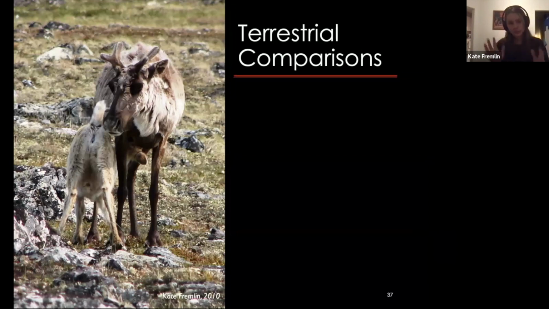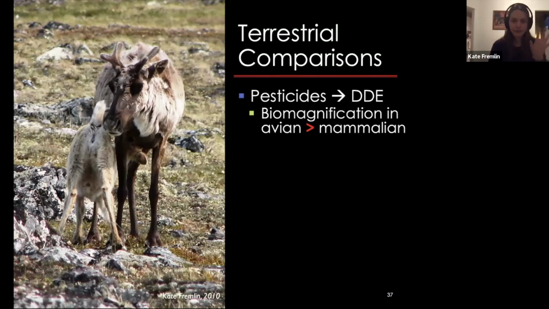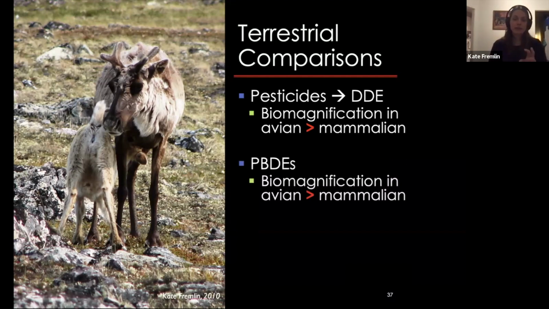And when we looked at other terrestrial food webs, there's generally been only one other terrestrial food web that's been done, and that's the lichen caribou wolf food chain system. So in comparison to that type of food web up in the Arctic, for pesticides, particularly DDE, we had much higher biomagnification in our avian food web down here in the south than in the mammalian one up in the Arctic. And we also saw the same sort of thing for flame retardants or the PBDEs: biomagnification in our urban food web with birds was generally a lot higher than in this mammalian food web in the Arctic.